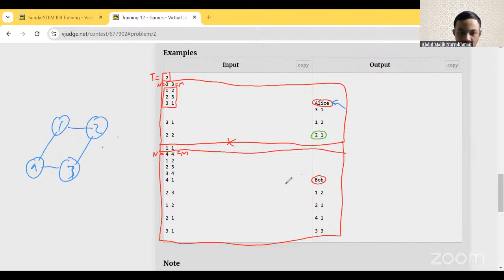So at first, Alice will give 2 colors, which is 2 and 3, and we will use color 2 to color the first node. All right. And then Alice will give another 2 colors, which is 1 and 2, and let's color the second node with color 1.